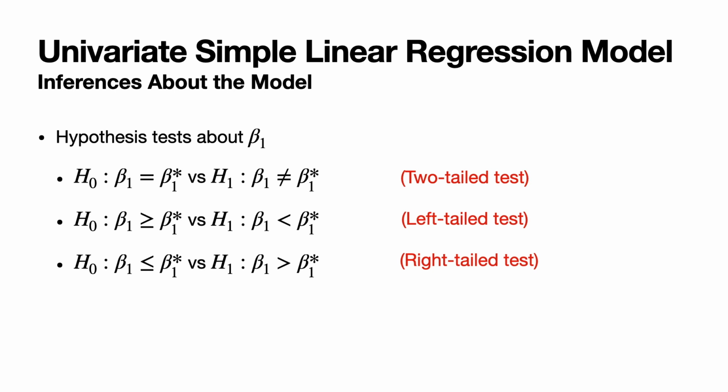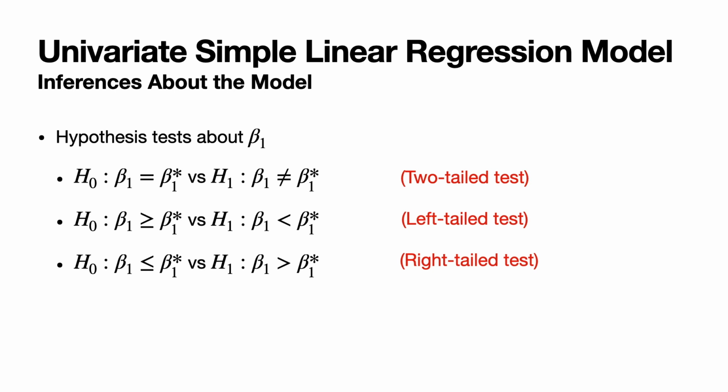The alternative would be the opposite of that, so the slope coefficient beta 1 is not equal to beta 1 star. And by the way, my use of asterisks here is different than it is in path diagrams. Here I'm using the asterisk to denote that this beta 1 star is some specified value that we would have in the context of a real problem.